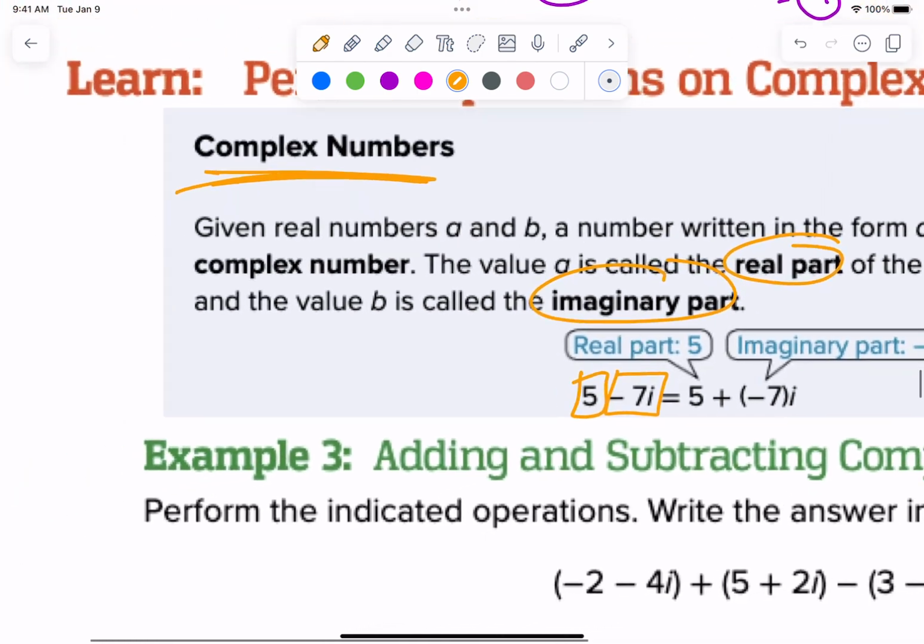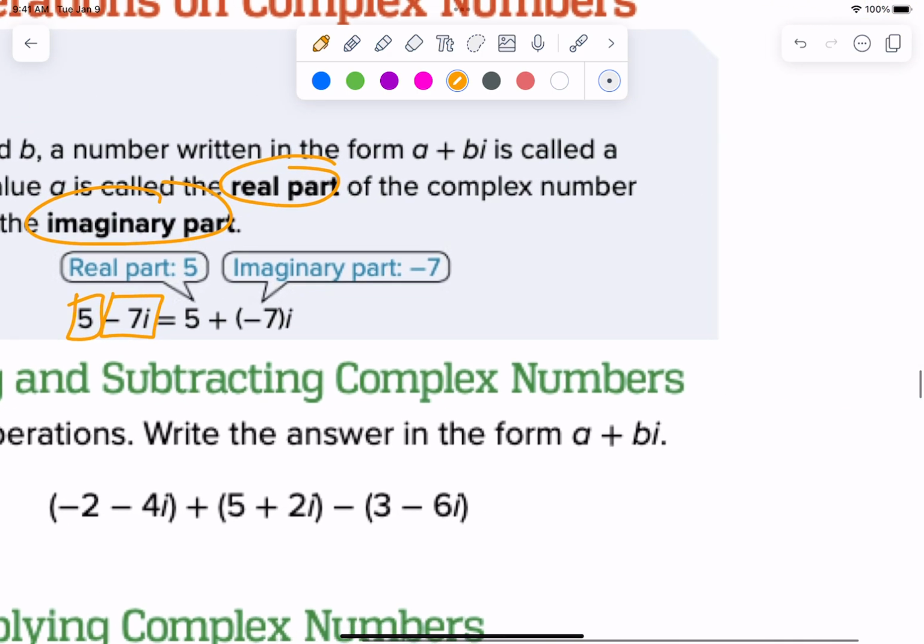Now, let's say we were dealing with 6i. This is something called a pure imaginary number. What's his real part? He doesn't have a real part, it's 0. This is like 0 plus 6i. So his real part is 0, and the imaginary part is 6i. So he's a pure imaginary number because he doesn't have a real part.